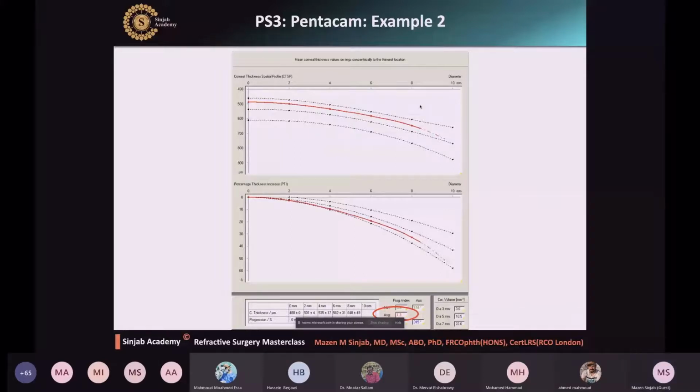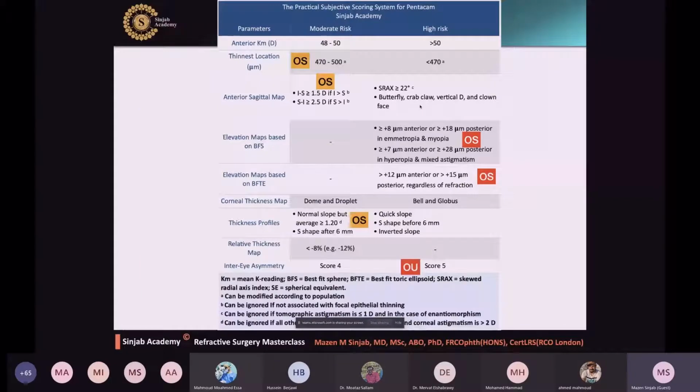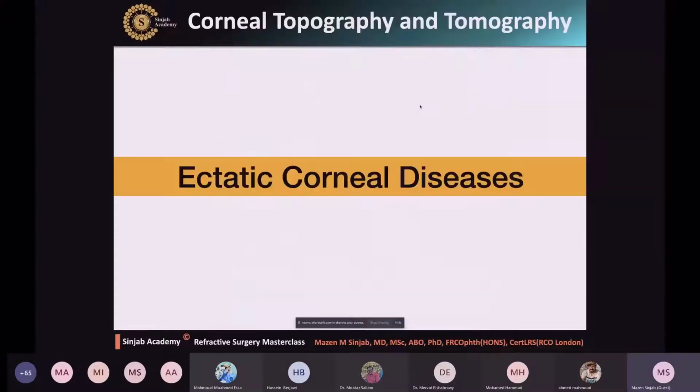So we come to the comparison between both eyes. There is disparity or difference in the 5 parameters. So 5 out of 5. And this is the application of the PS3. So for sure, we are not going to touch the cornea because this is an ectatic corneal disease, not in one eye, but in both eyes. We cannot say that one eye is normal while the other one is ectatic.